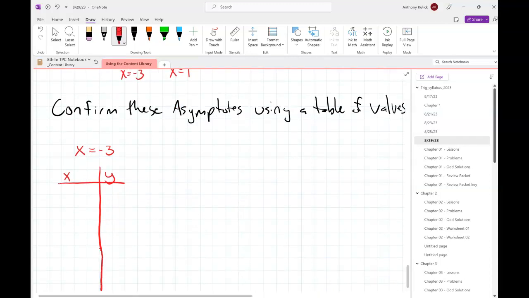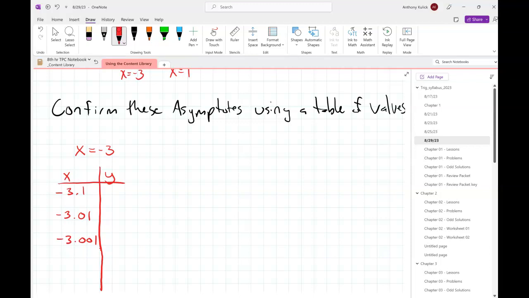So the x's I want to choose need to be getting closer and closer to -3. Now there's two sides I can approach -3 from. I can approach it from the left with values that are smaller than -3. So maybe I start with -3.1 and then -3.01 and -3.001. You see how I'm getting closer to -3, but never passing -3, right?